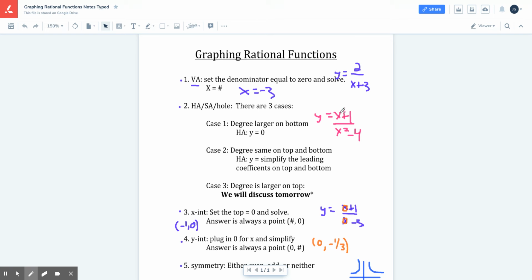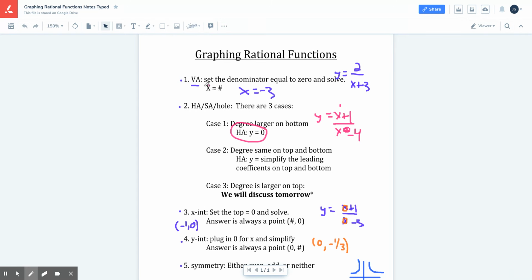The degree on the top is 1. The degree on the bottom is 2. The degree on the bottom is larger, so whenever that happens, automatically the horizontal asymptote is always y equals 0. It doesn't matter what else is in the problem, you only look at the degree. The horizontal asymptote is y equals 0.